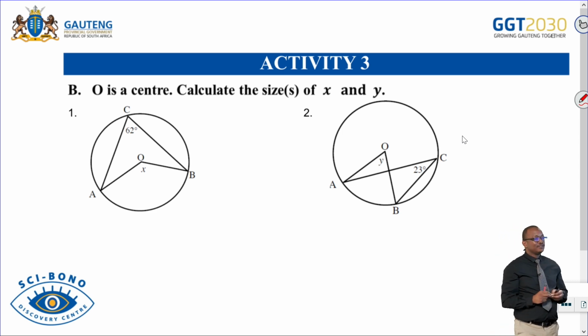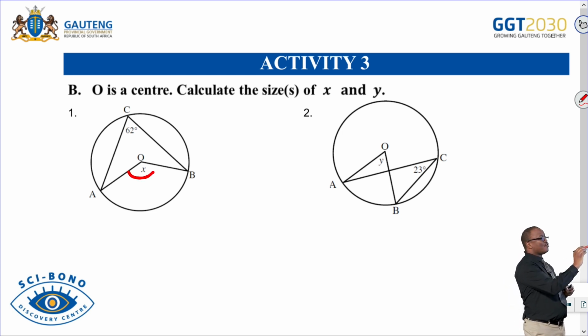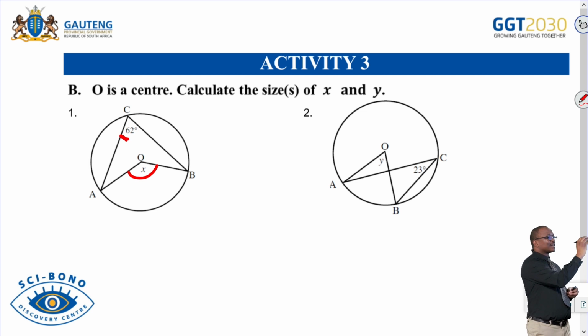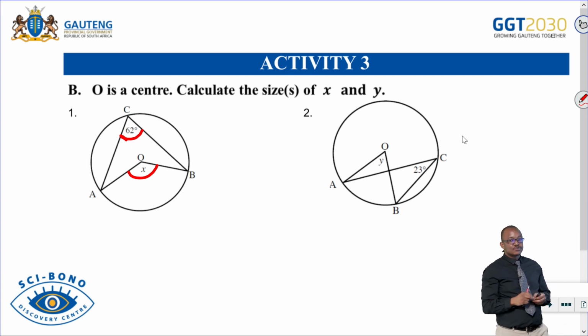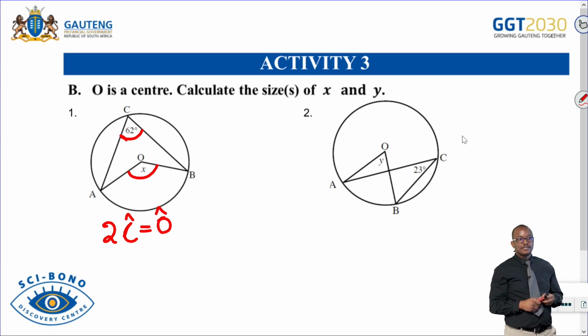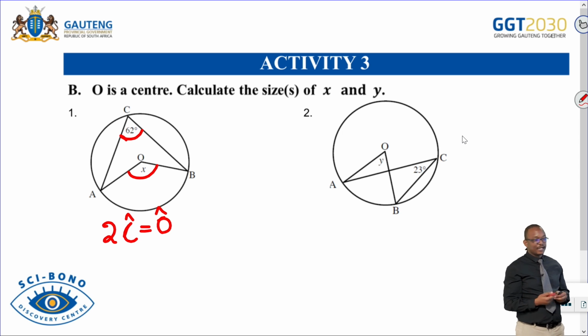Looking at the first one, you can see that the unknown now is at the center. The angle at center, we don't know it. It's unknown, it's x. But the angle at the circumference, we know it, which is 62. Then how do we get the value of x? Then we start by saying angle at center, which is C, it's equal to the angle at the circumference, which is O there. It's your ABO, correct?